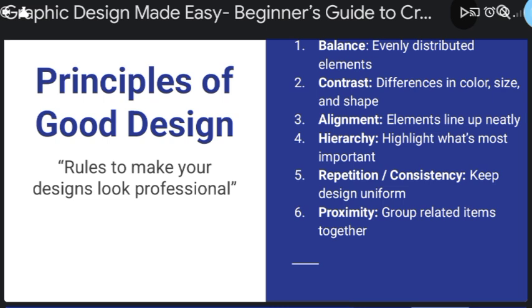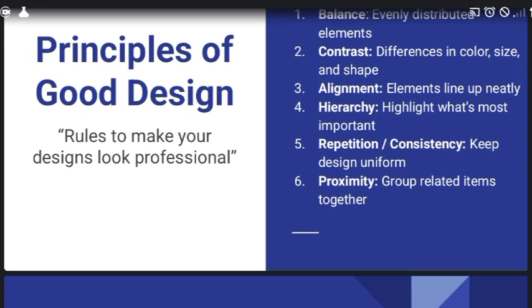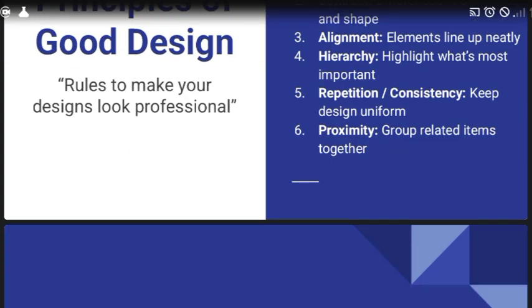Also, we have repetition and consistency. Keep the design uniform. You don't take only one element and spread it all around the design. No, that's not how you do it. You make sure that your design is uniform. Also, proximity: group related items together. You will not be writing your phone number under "Within." Our services are, you will not be writing your email. No, closely related items should come together. That is what the principles of good design are. All of these make up a good design.